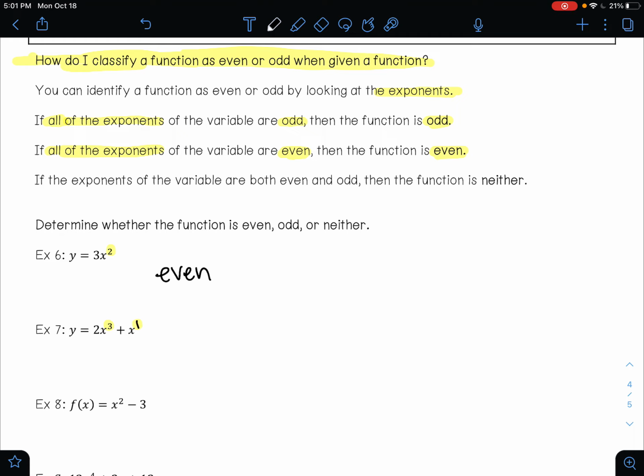Remember, we're looking at the exponents of our variables. If you have x, that's x to the first. So if you have 3x, then it's 3x to the first. But if I have just the number 3, then that's like 3x to the 0th power. So here, my exponents are 3 and 1. 3 and 1 are both odd numbers, so that makes this function odd. If it helps, note that 0 is considered to be an even number.